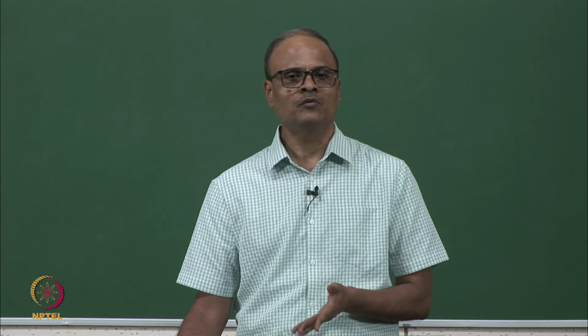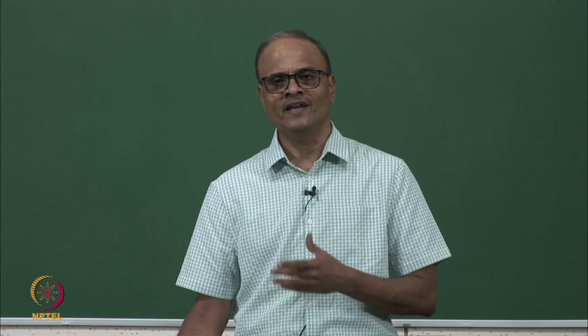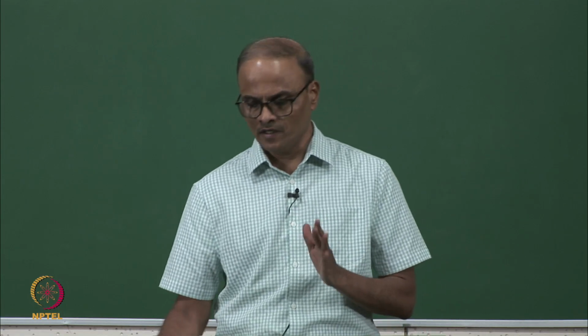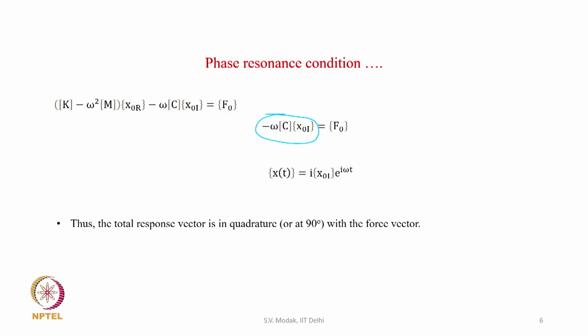So, this also demonstrates that the structure is going to vibrate with a normal mode, because the damping forces alone take care of all the external forces, which ensures that the inertia forces balance the stiffness forces or the elastic forces. So, what would be the response of the system? The response would be x(t), and since x naught r is 0, x(t) is simply equal to i times x naught i e to the power i omega t. So, the response is purely imaginary, which means that it is at a phase angle of 90 degrees with the force vector. Therefore, the total response vector is in quadrature, or at 90 degrees, with the force vector.